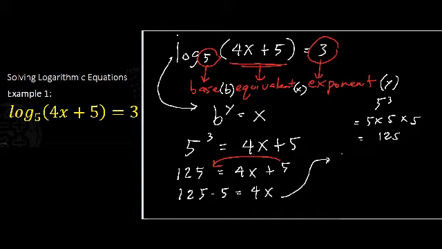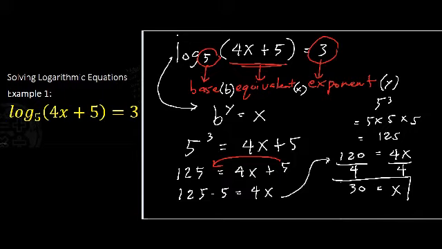So, we have 125 minus 5. So, we have 120 is equal to 4x. So, to remove 4, we will divide both sides by 4. So, that will be equal to x. And 120 divided by 4 is 30. The answer will be x is equal to 30. Or 30 is equal to x. So, pareho lang.